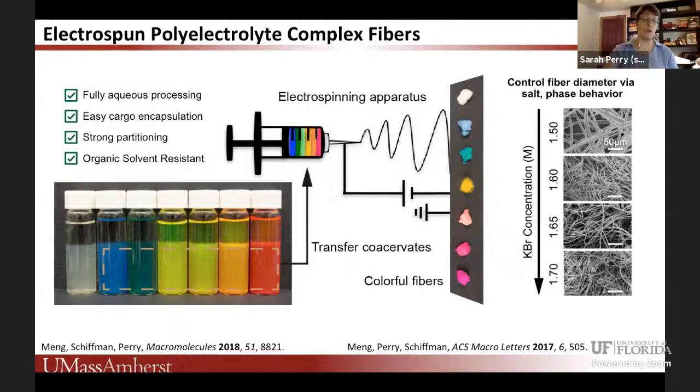And so potentially we could make, here I'm showing just dye-containing fibers, but you could have fibers containing enzymes that are immobilized for some sort of reaction, other types of things, and maintain their activity. And so we think that there's a lot you can do with this.